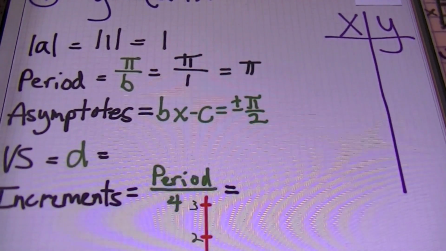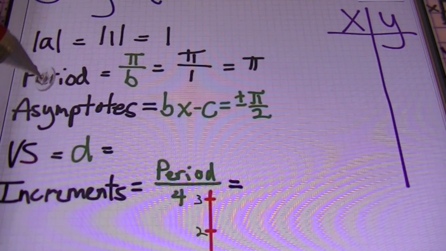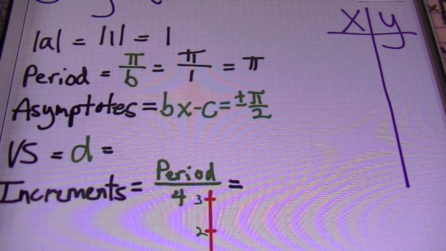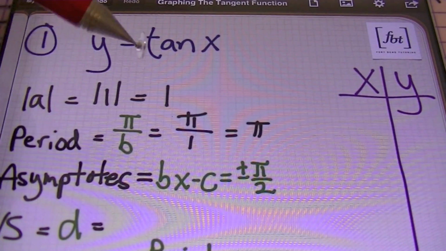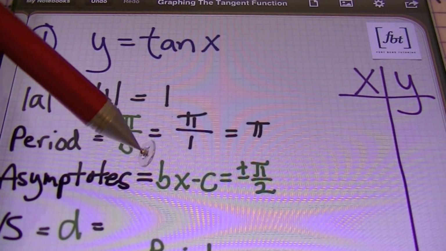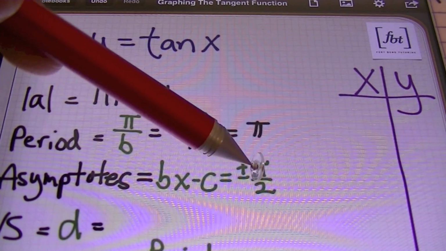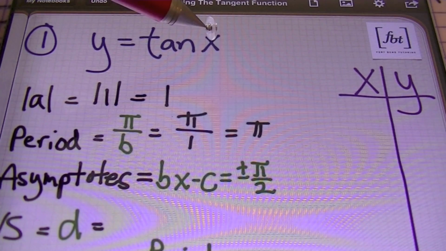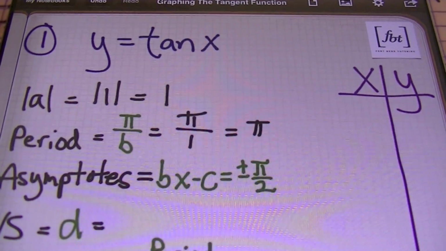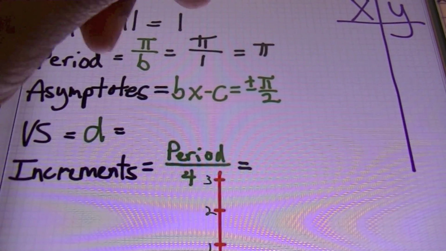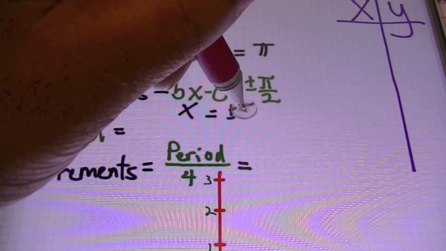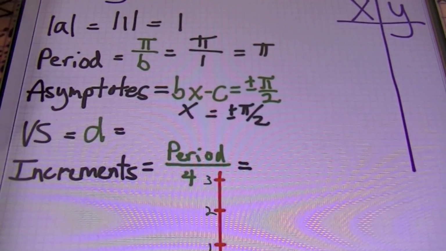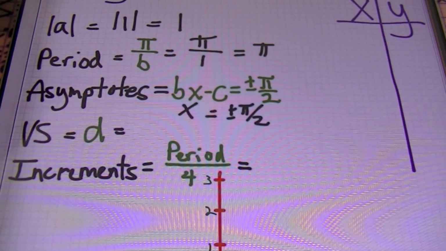That's it. As far as the equations to set up my asymptotes, ladies and gentlemen, remember it's going to be that bx minus c value. And in this case, I just have the x term by itself in this function. So when I set up my asymptote, that bx minus c equals plus or minus pi over 2, all I'll need to grab is just the x value right here, this x term. So let's set it up like this. I'll say that x must equal plus or minus pi over 2. And that's going to be the equations for my asymptotes for this problem.